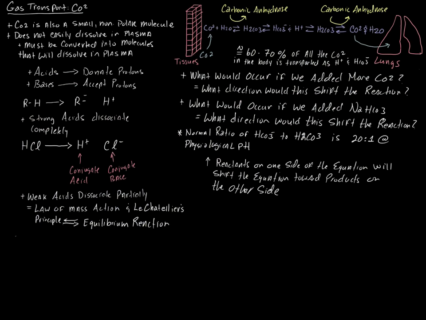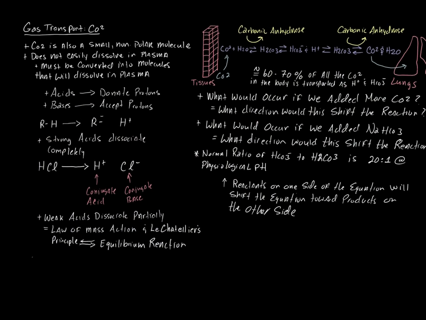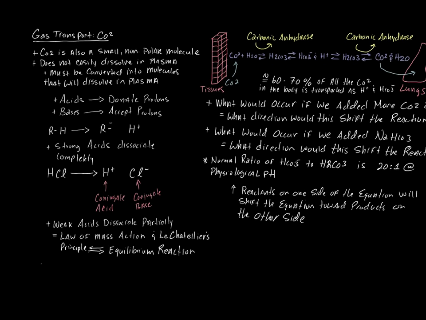So let's go ahead and talk about carbon dioxide transport now. Okay, so carbon dioxide is also a small nonpolar molecule, right? It looks something like this. Carbon. Okay, so it's linear, it's small. Carbon is bonded to oxygen. So it does not dissolve in plasma as well. So what do we have to do? We have to turn it into something that can dissolve in plasma primarily.